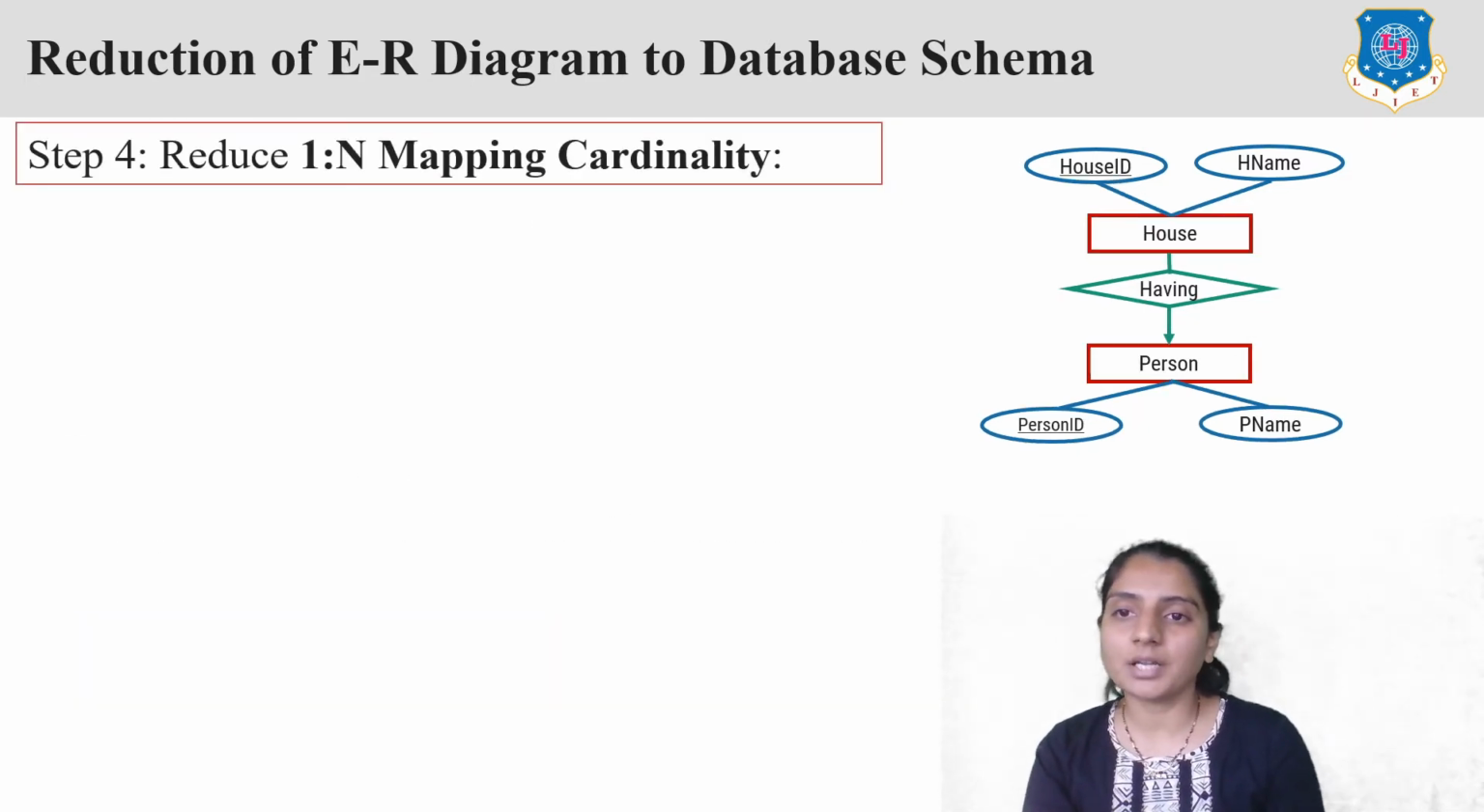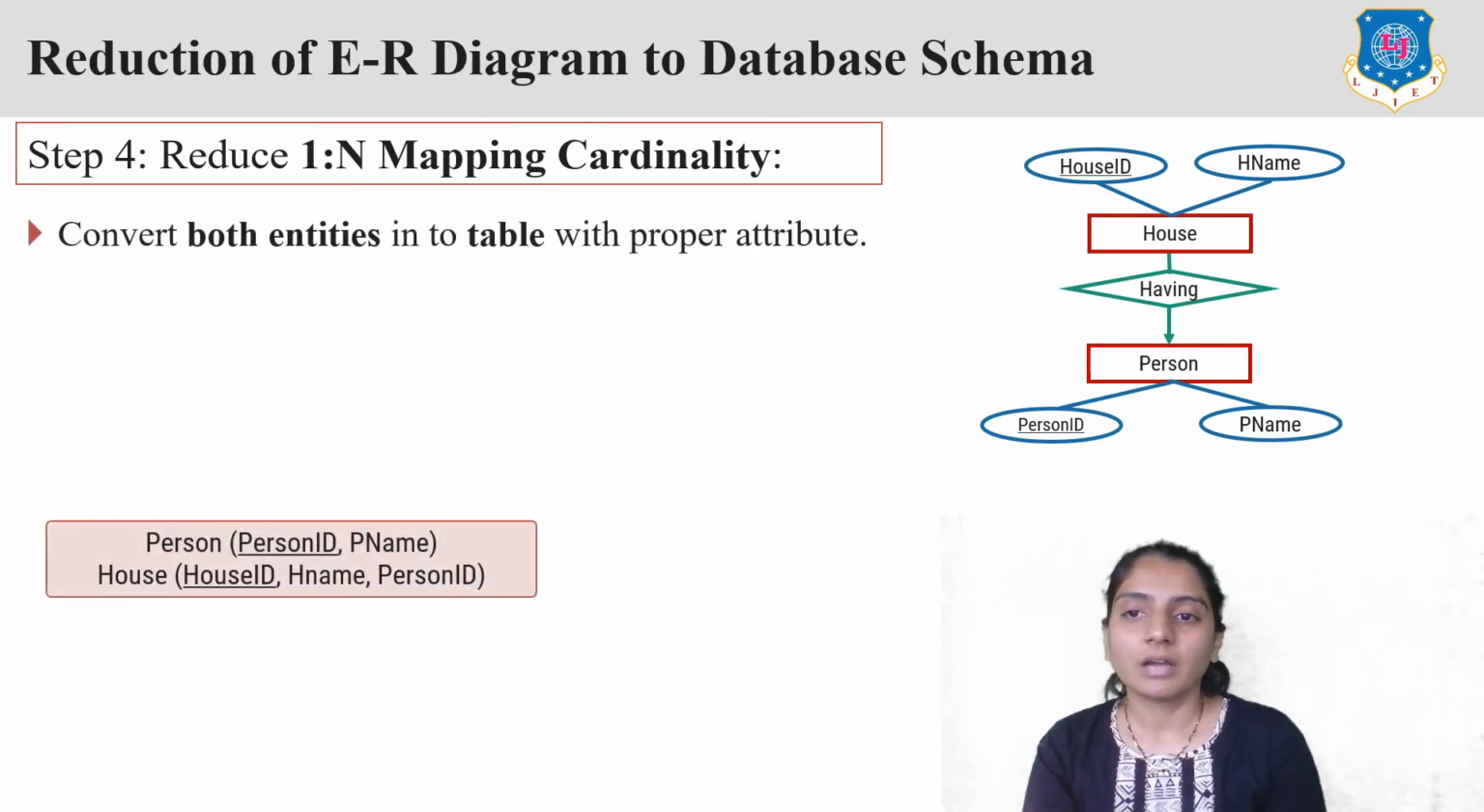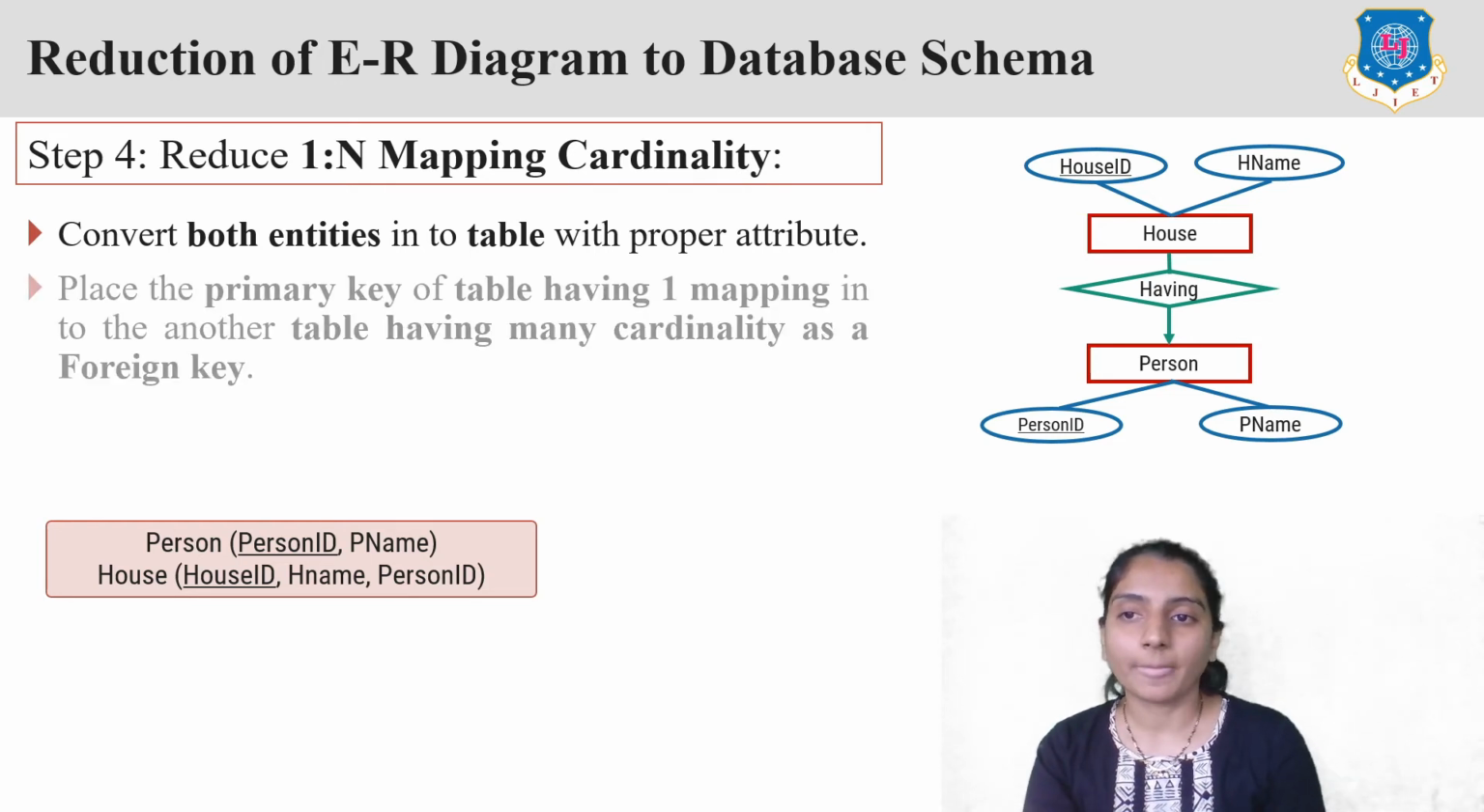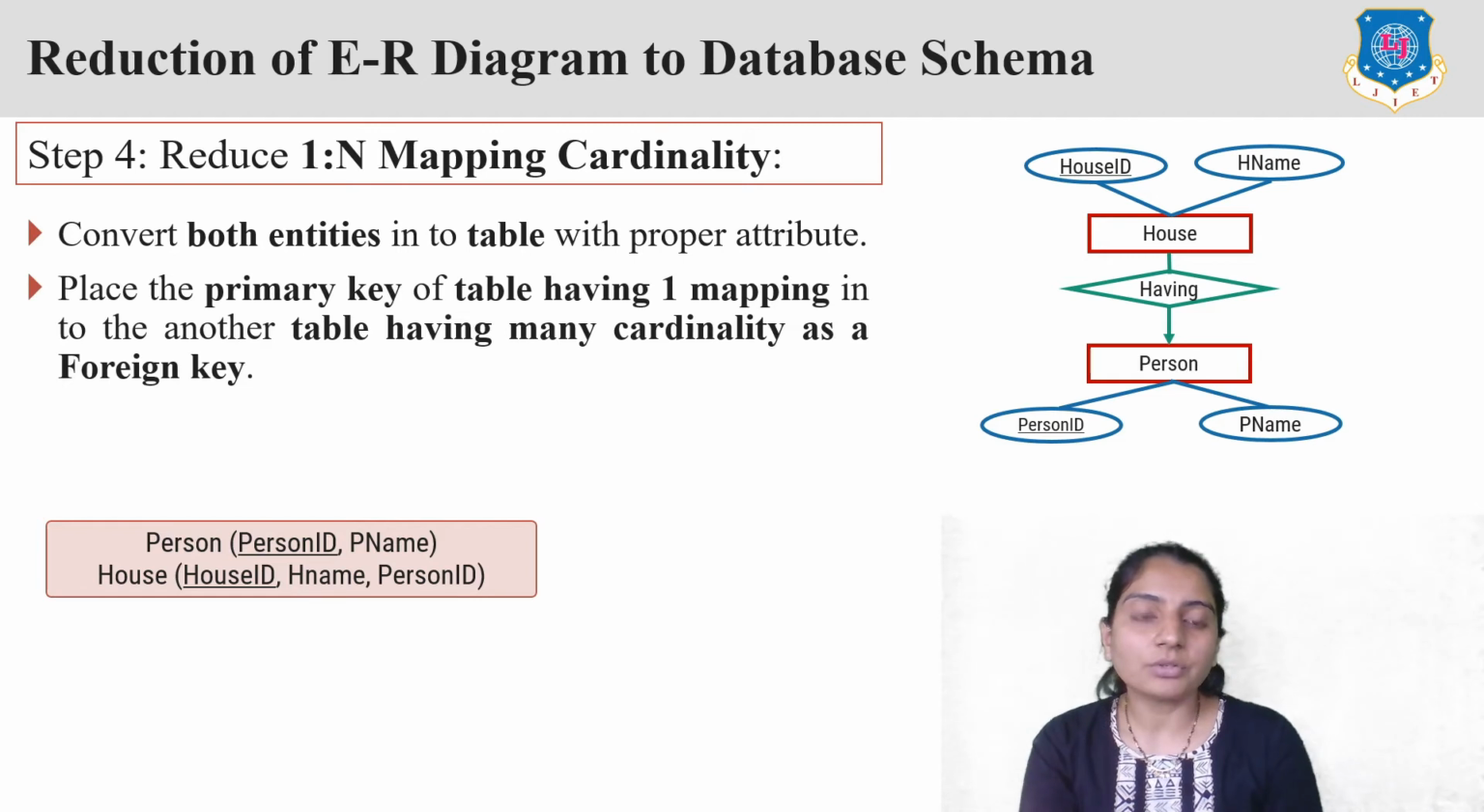The fourth step is reduction of one-to-many mapping cardinality. We have to convert the entities into tables, and we also have to convert the relationship into a table. In our example we have two entities, person and house. Person has the one relationship and house has the many relationship, because one person has many houses.